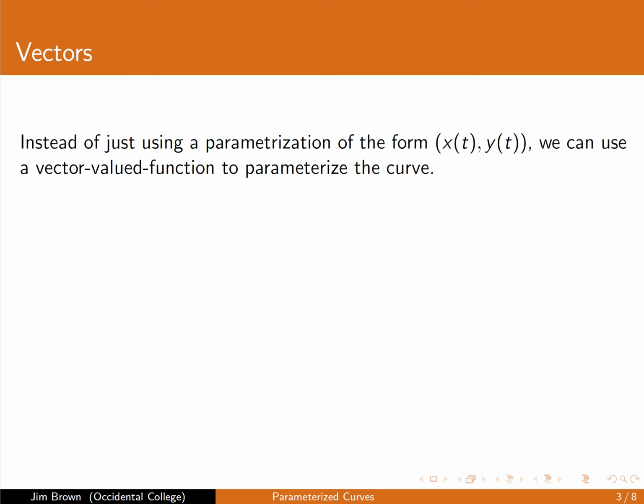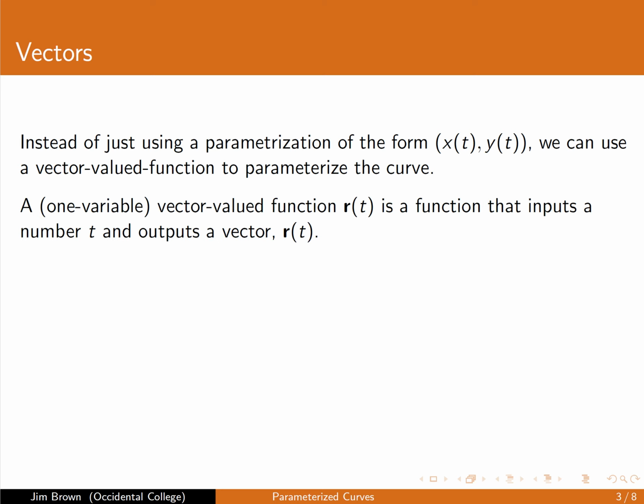But now what we can do is, instead of just looking at this parameterization in the form x of t and y of t, we're going to use what are called vector-valued functions to parameterize our curve. So we'll eventually look at more than one variable vector-valued functions, but for now, a one-variable vector-valued function, r of t, is a function that inputs a number t and it outputs a vector r of t. So notice the r here is bold to indicate this is actually a vector that's getting output.